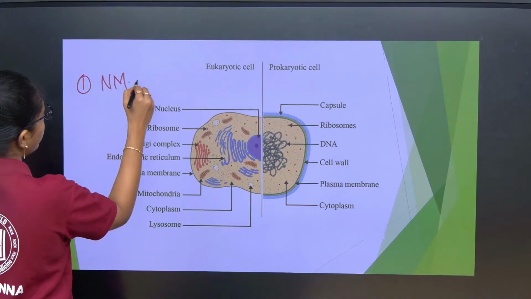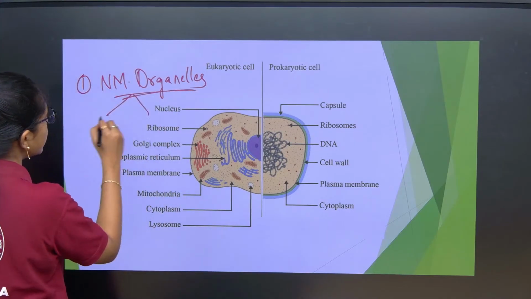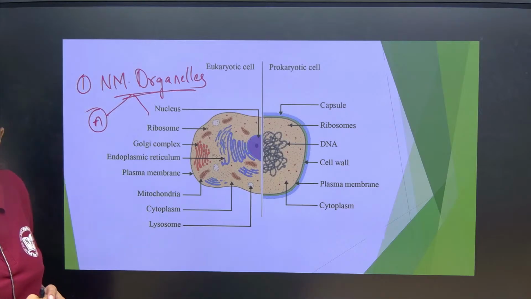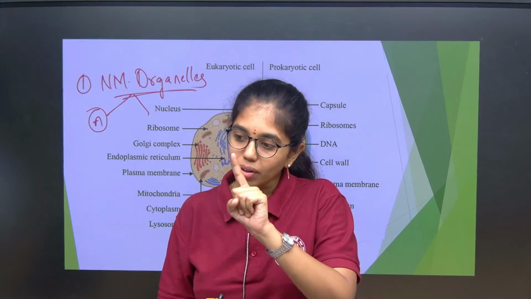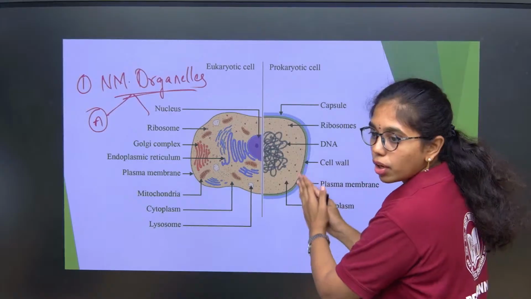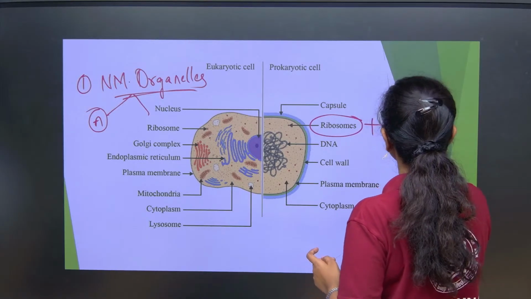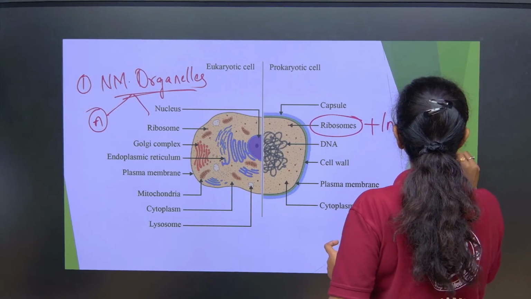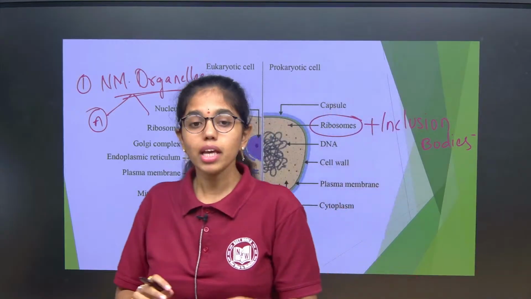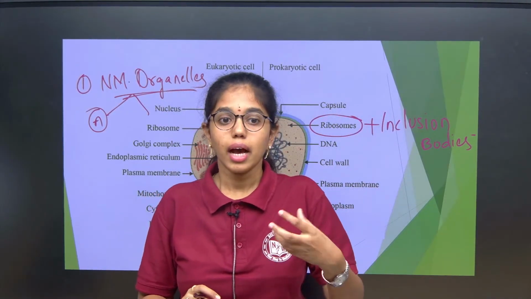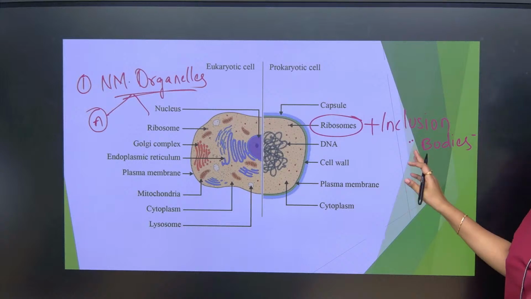Non-membrane bound organelles. In eukaryotic cells, if you consider an animal cell, you have two non-membrane bound organelles: centrioles and ribosomes. In a plant cell, the only non-membrane bound organelle is the ribosome, whereas the non-membrane bound organelles in prokaryotic cells include ribosomes and inclusion bodies. What are inclusion bodies? Inclusion bodies in a prokaryotic cell are nothing but the storage bodies present inside the cell. Storage bodies like cyanophycin granules, glycogen granules, phosphate granules, sulfur granules, these are inclusion bodies. These are also non-membrane bound.